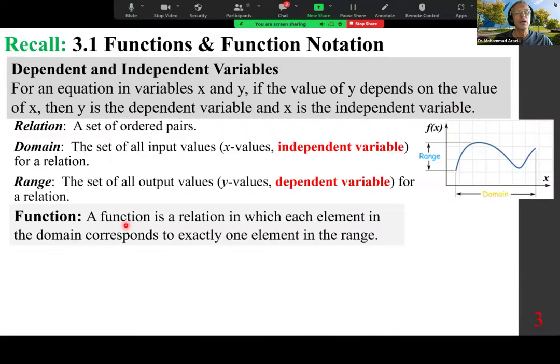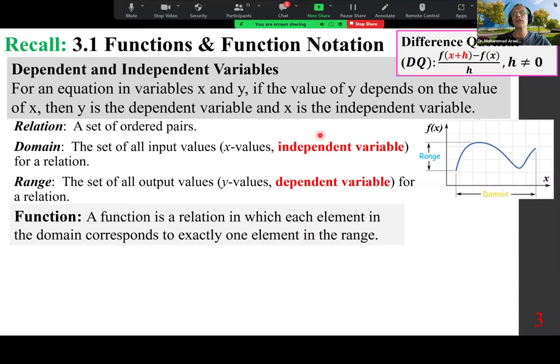Function. A function is a relation in which each element in the domain corresponds to exactly one element in the range. We can check it with the difference quotient, which is really rise over run: f of x plus h minus f of x, over h, and h can't be zero. As always, when you're looking at a fraction, the denominator can't be zero.